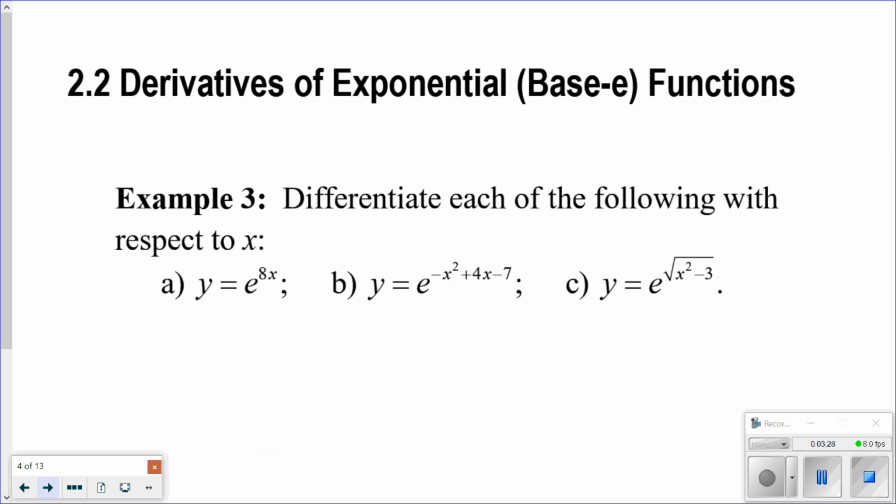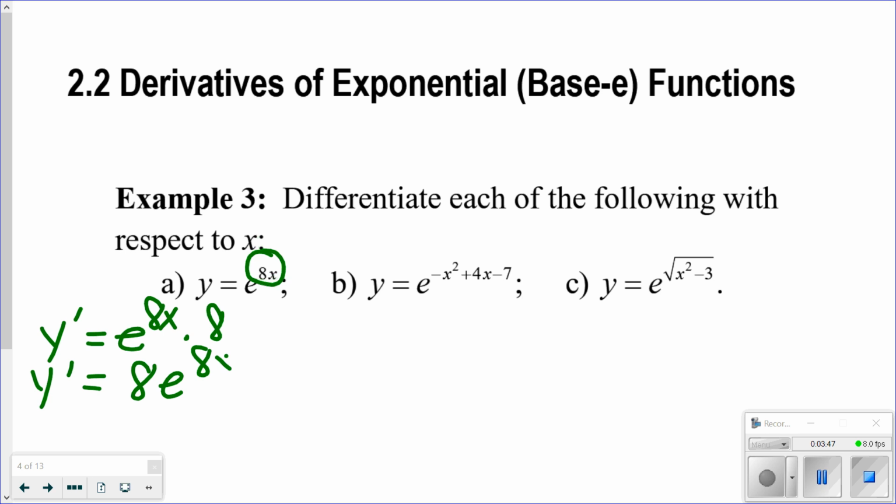All right, let's try some more. These are a little bit more difficult. So A, we have y prime, write it exactly as it appears, and then multiply by the derivative of that exponent, which is going to be 8. So our answer there is going to be 8e to the 8x. Okay, you'll notice we're not subtracting from the exponent. This is not the power rule. The power rule does not apply here.